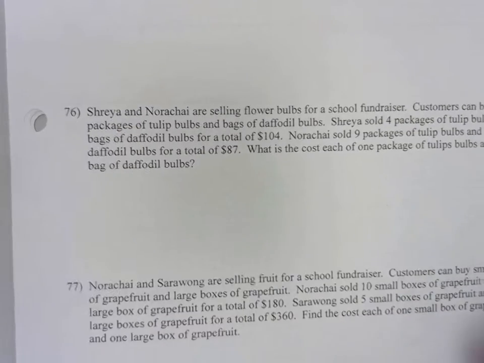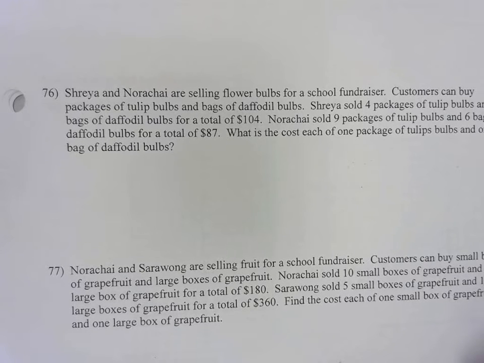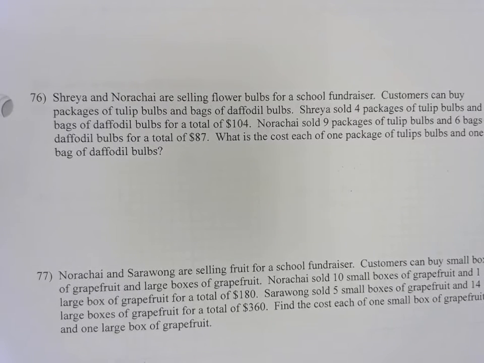These are some interesting names. Shreya and Narachi are selling flower bulbs for a school fundraiser. Customers can buy packages of tulip bulbs and bags of daffodil bulbs. Shreya sold 4 packages of tulip bulbs and 12 bags of daffodil bulbs for a total of $104. Narachi sold 9 packages of tulip bulbs and 6 bags of daffodil bulbs for a total of $87. What is the cost for 1 pack of tulip bulbs and 1 bag of daffodil bulbs?